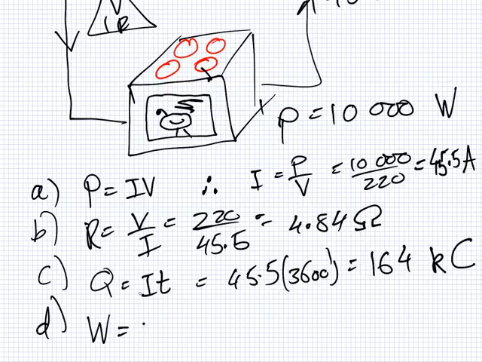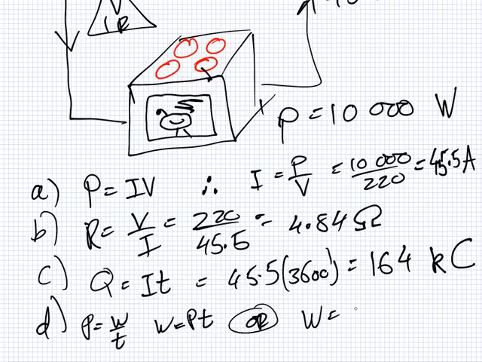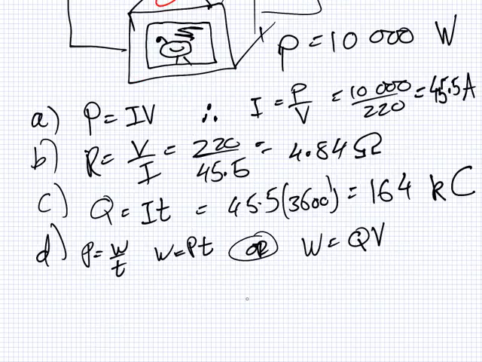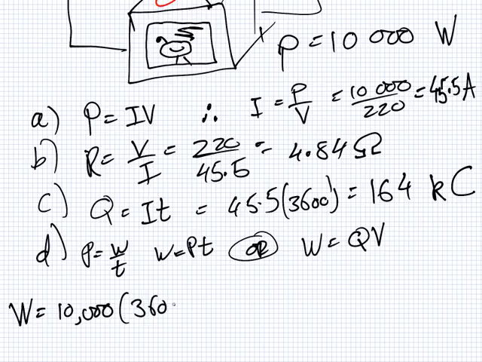Yes, actually, Amanda has a point. You have a choice. You can say, power is work over time, so work is power multiplied by time, or you can use the other formula, work is QV. Which do you want to use? Fine, we'll get the same answer. So work equals 10,000 multiplied by 3,600, or work equals 164,000 multiplied by 220.